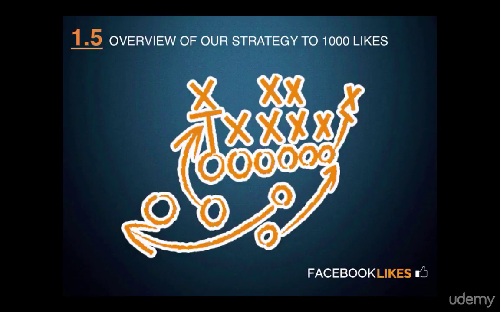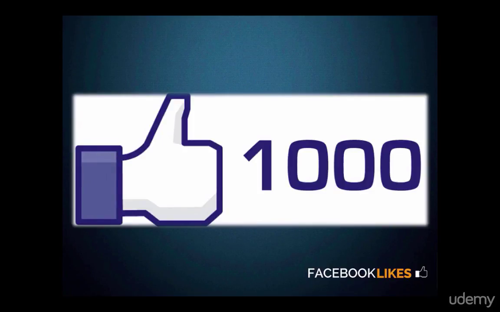So 1.5, finally going to round out module 1, is going to be an overview of our strategy to get our first 1,000 likes. How are we going to do it without using ads? Here's the goal. If you already have 1,000 likes, our goal is for the next 1,000. If you don't, this is everybody's goal. We want to reach that 1,000 likes.